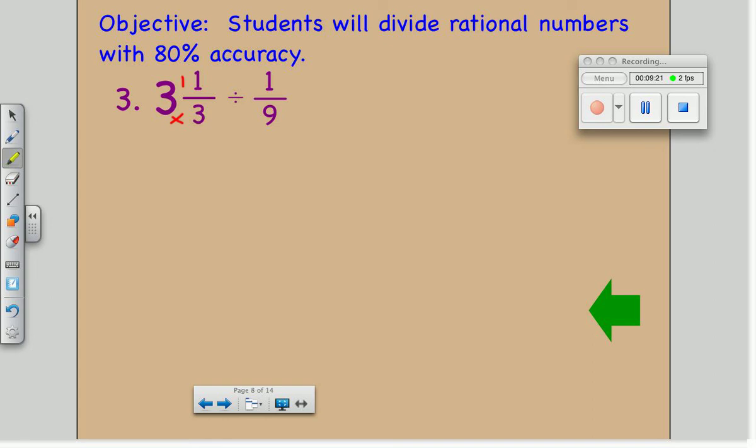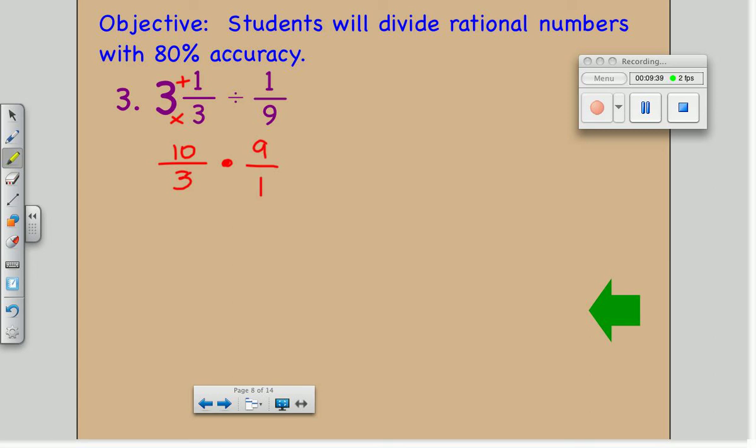Multiply and add to change this to a fraction. 3 times 3 is 9. 9 plus 1 is 10. Over the denominator's 3 still. Change division to multiplication. Change 1/9 to the reciprocal of 9 over 1. 3 and 9 can be cross-canceled. They're both multiples of 3.